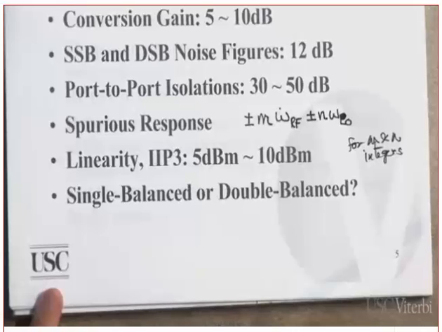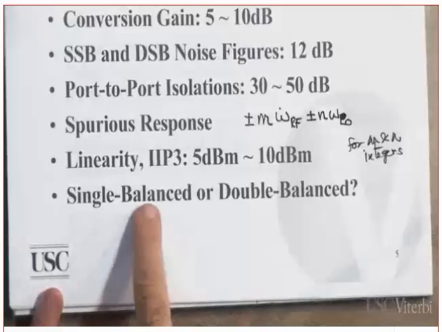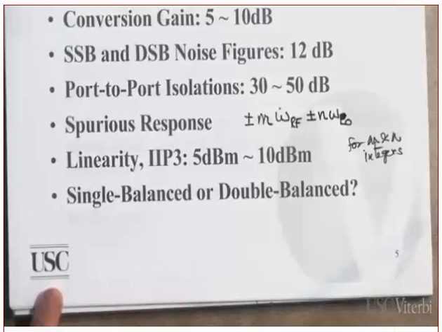LO will show up at where? At the IF port. Neither one of them will show up. Is that good or bad? That's good. Single balanced, one of them will show up, either the RF or the LO. And the unbalanced is what? Both of them will show up. Clear?